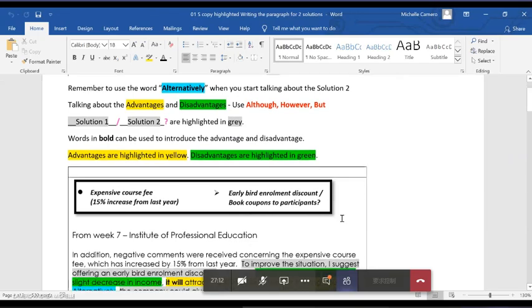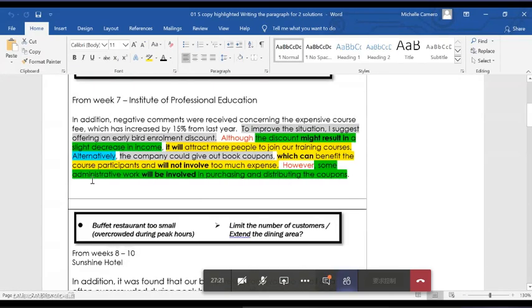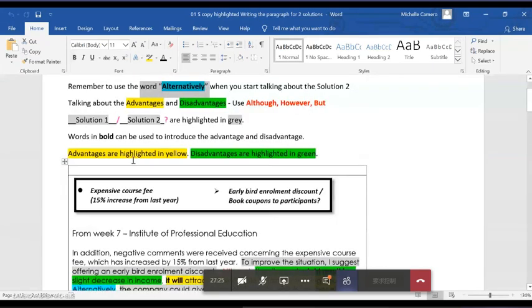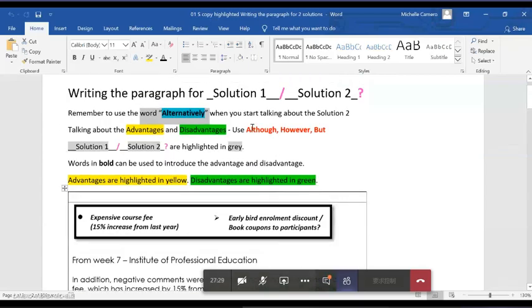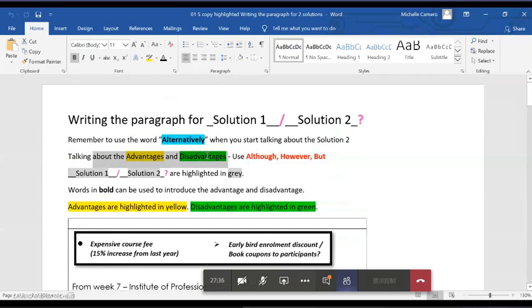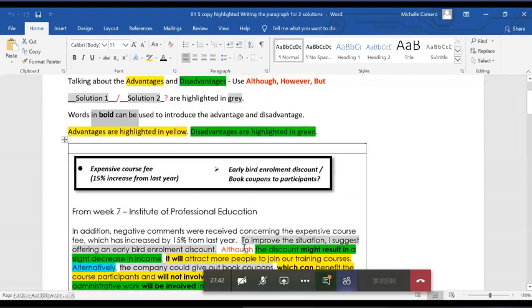So remember we did this in class, and I highlighted everything. When you introduced solution 2, I highlighted it blue, which means alternatively, because students, alternatively is the best answer to use. I highlighted the advantages in yellow and disadvantages in green. I put the words although, however, or but in red to show you the relationship between the advantage and disadvantage. And then I put words in bold that you use to introduce the advantage or disadvantage.